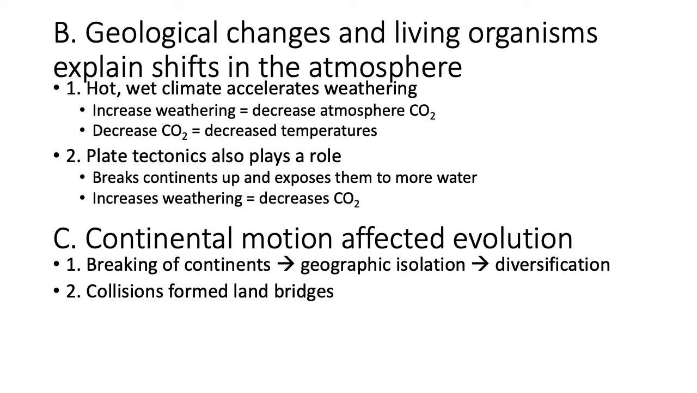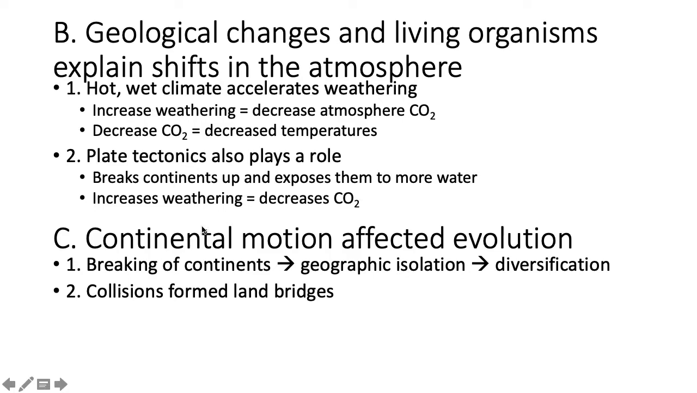Okay, so we can use geological events to explain some of the shifts in the atmosphere, as well as living organisms. When Earth is warm and there's lots of moisture in the air, weathering accelerates. And when you increase weathering, the breakdown of rock, erosion, you're going to decrease atmospheric CO2. And when you decrease atmospheric CO2, as well as carbon trapped in the rocks, you're going to have decreased temperatures. Plate tectonics have also played a role because continents have been supercontinents, and then you break them up. When you break them up, you expose them to more water or shoreline, and that's going to increase weathering and as a result, decrease CO2 levels.